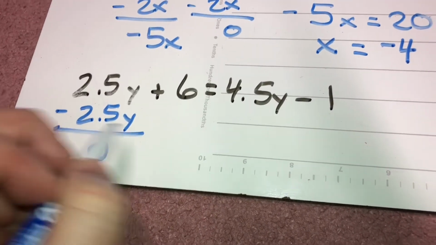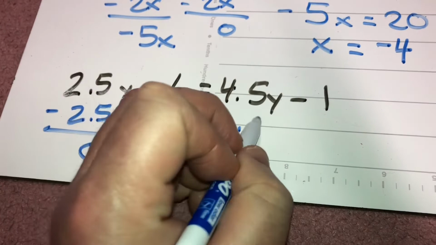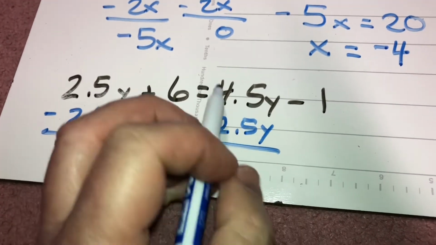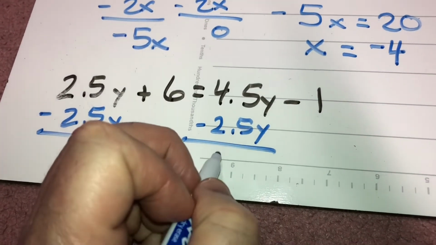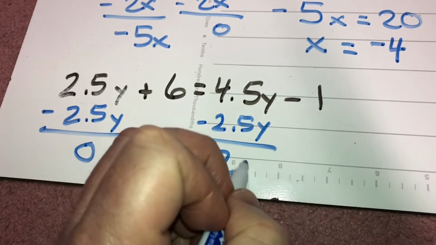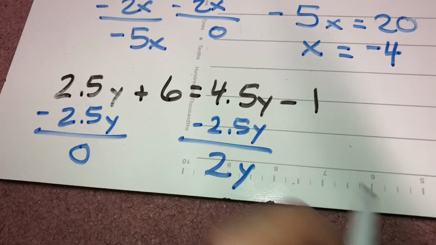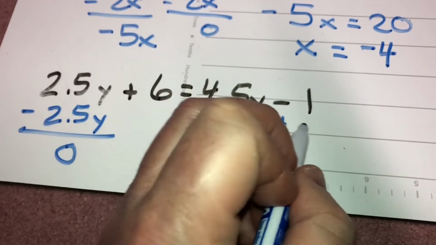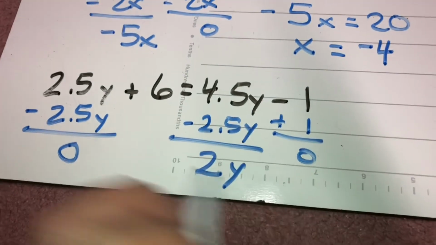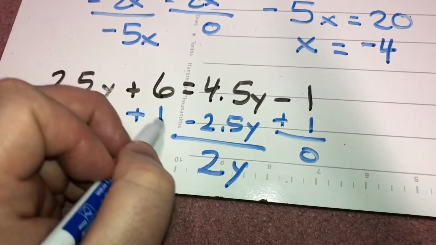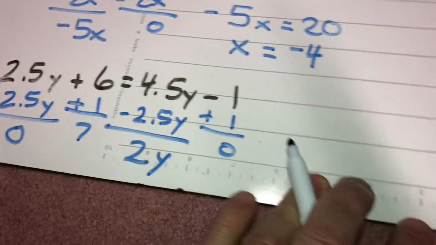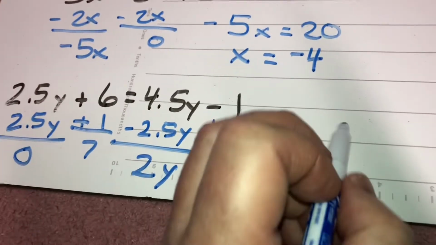So this is going to leave me with 0. And I'm going to come back over here and subtract 2.5y. Well, 4.5 minus 2.5 is 2, so that's 2y. Then I'm going to put a 0 over here, so I'm going to add 1. That's going to give me 0. I'm going to add 1 to the 6, and that's going to give me 7. So that leaves me with 7 equals 2y.